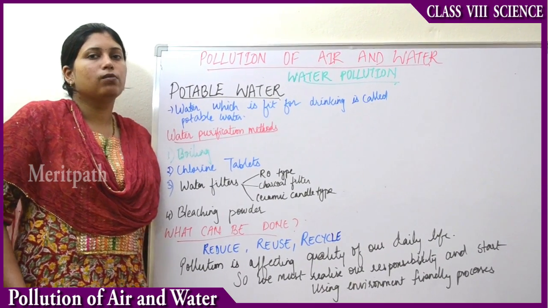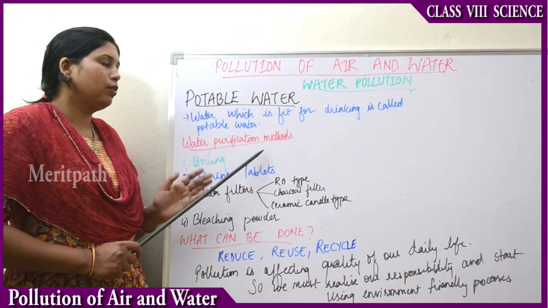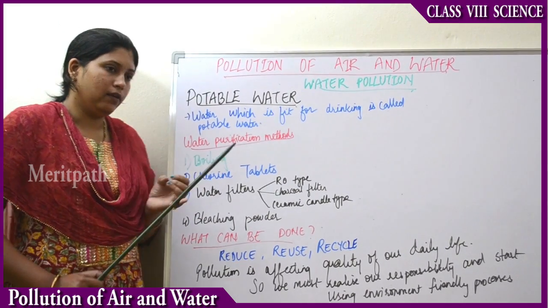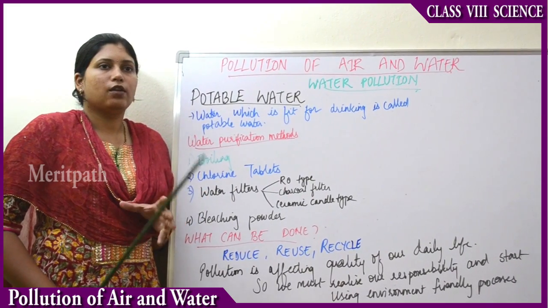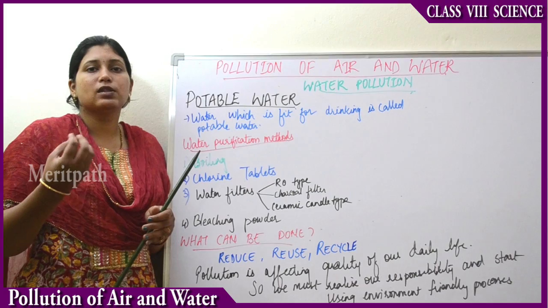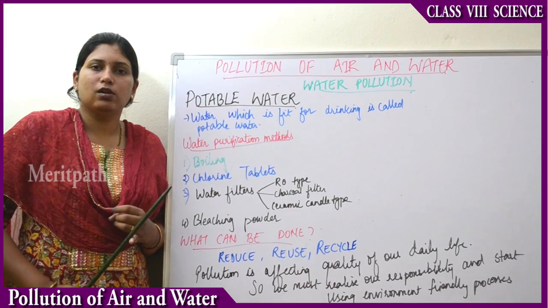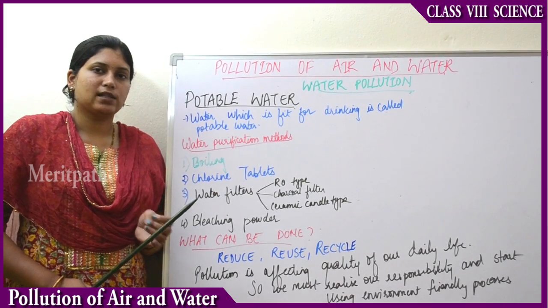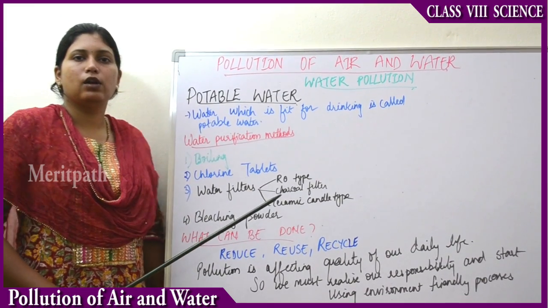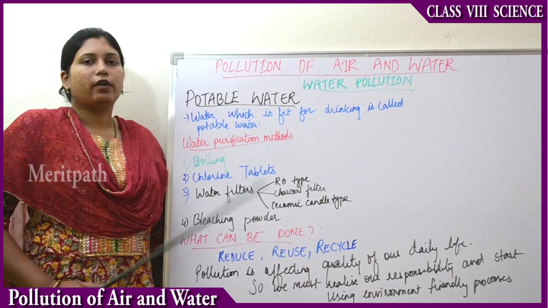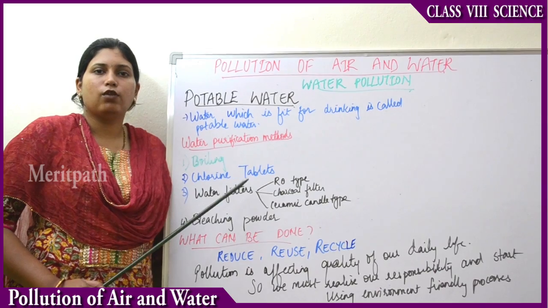So what are the common water purification systems which we can follow? Some of the water purification methods are boiling. This is an easy method, a physical method. We have to boil the water for 15 to 20 minutes until it reaches 100 degrees centigrade. Boiling the water kills all the germs, all the microorganisms like bacteria and viruses. So boiling is one of the easiest methods of purification of water.